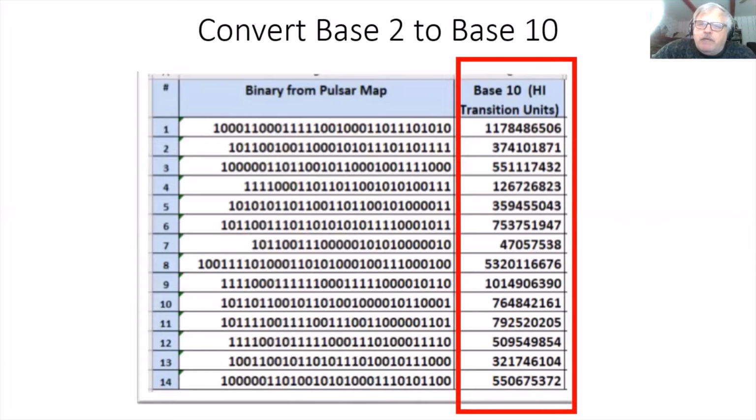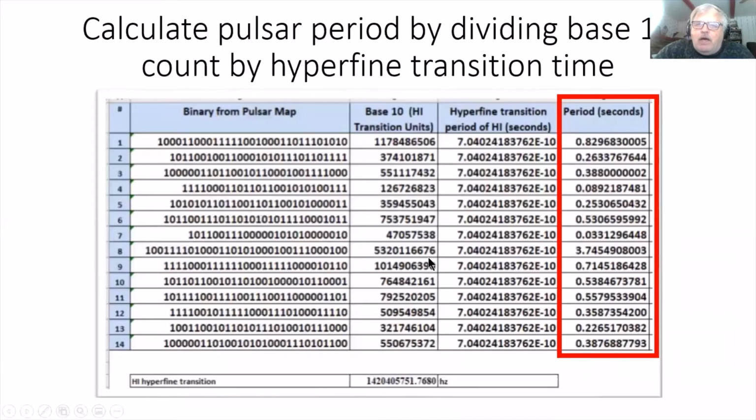Now, how do I turn this into base 10? I don't have to use base 10, but base 10 is what I decided to use based on my hint of the figure, and that comes up with these numbers here for the different pulsars. Think of them as transitions or counts. And now, how do I adjust for period? I take 1 over the 1420 megahertz, and I divide that by the count, and I come up with a period number in seconds.